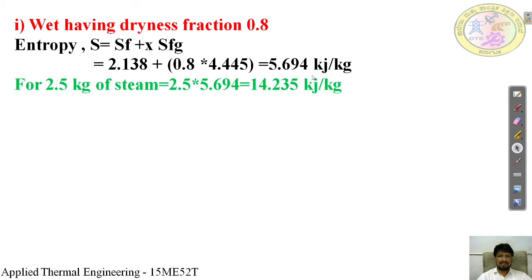In the given problem, you have to calculate for 2.5 kg of steam. So whatever value you get for the entropy of wet steam, multiply with 2.5. That is 2.5 into 5.694, and you will get 14.235. Now the next one you calculate.